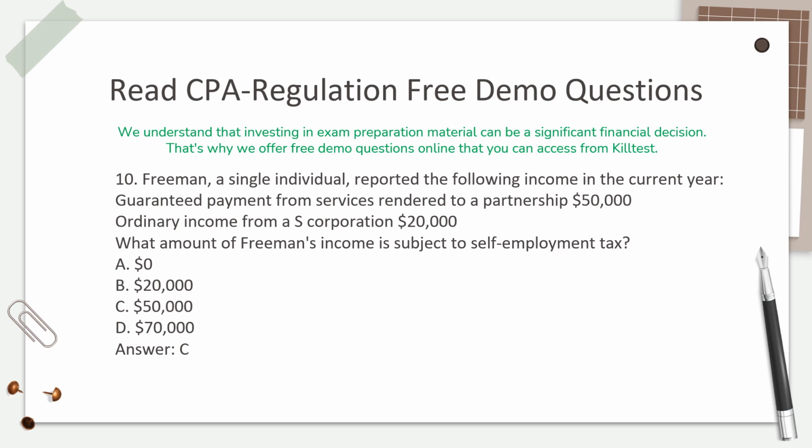10. Freeman, a single individual, reported the following income in the current year. Guaranteed payment from services rendered to a partnership $50,000. Ordinary income from an S Corporation $20,000. What amount of Freeman's income is subject to self-employment tax? A. $0. B. $20,000. C. $50,000. D. $70,000. Answer. C.